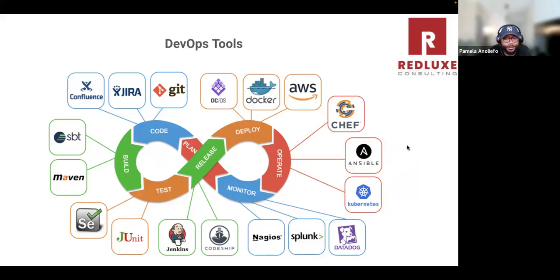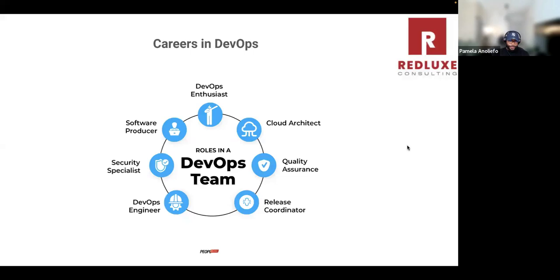Any other question? Before we go to the interesting part: how do we make money? How do we take the best of this knowledge that we have and convert it into cash? As you can see from this slide, there are different roles or career opportunities in DevOps, the most popular one being the DevOps engineer.